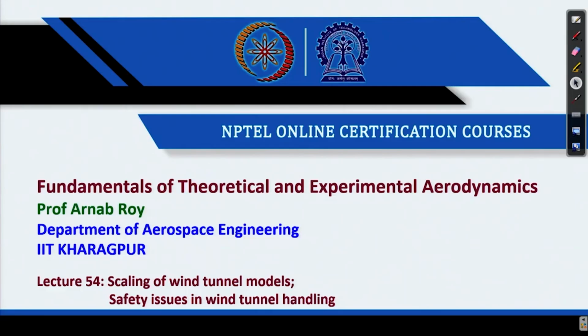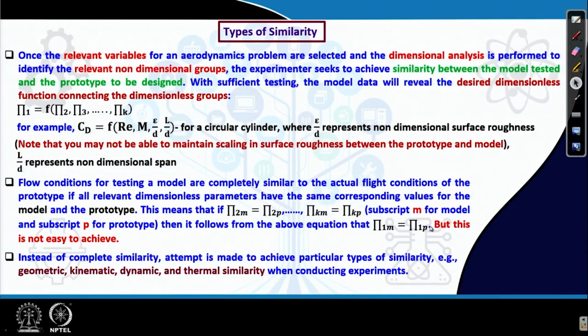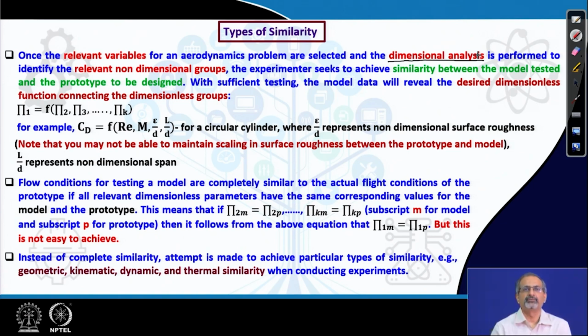In this lecture, let us discuss about different types of similarity which may help us in scaling wind tunnel models and safety issues in wind tunnel handling. In the previous lecture, we discussed about the very important tool of dimensional analysis and we learnt about the Buckingham pi theorem. So, with that background in mind, let us take the discussion forward and let us try to understand about types of similarity.